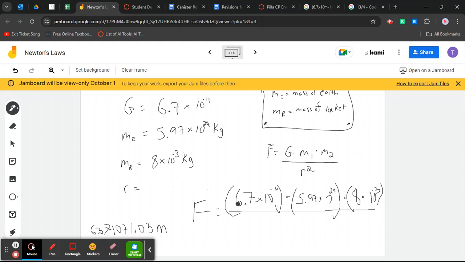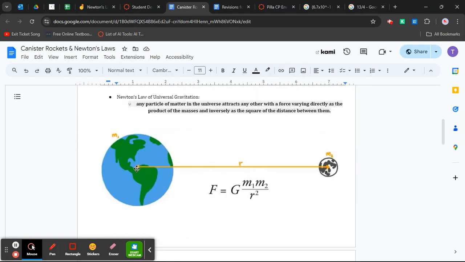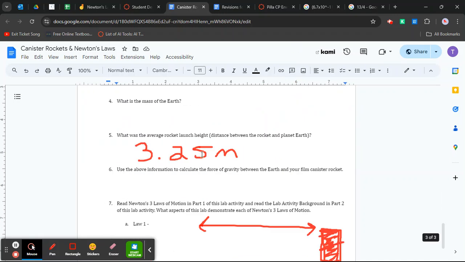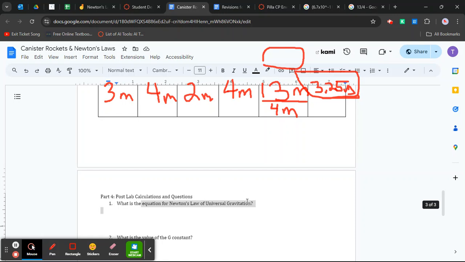Now, the only part that's going to be different is the R. But here's the tricky part. A lot of people forget this. The value of R is the distance from the center of the Earth to the center of our rocket in this case. So we know that the rocket, in my case, went 3.25 meters high, but we have to add to that the radius of the Earth for the total distance between the center of the masses.